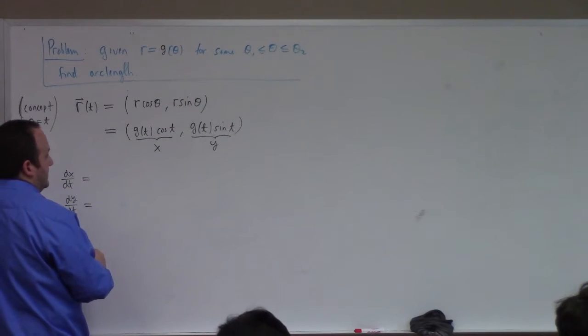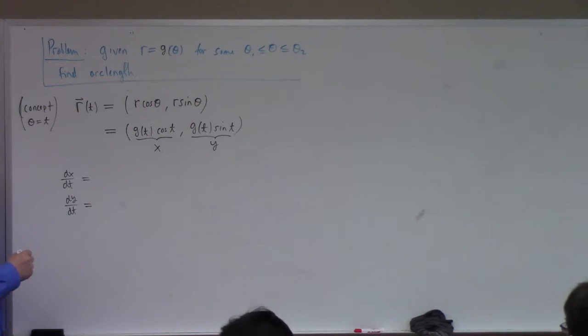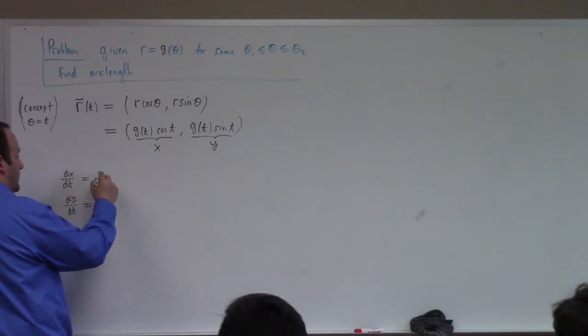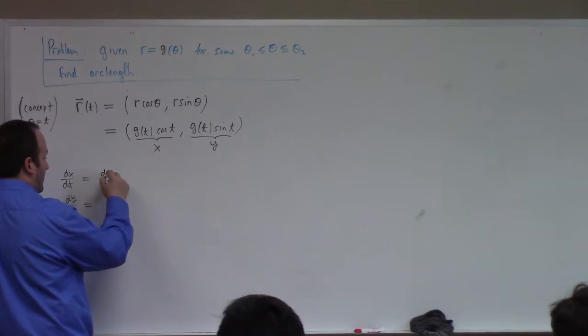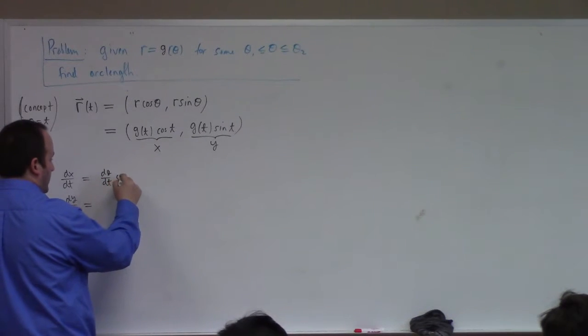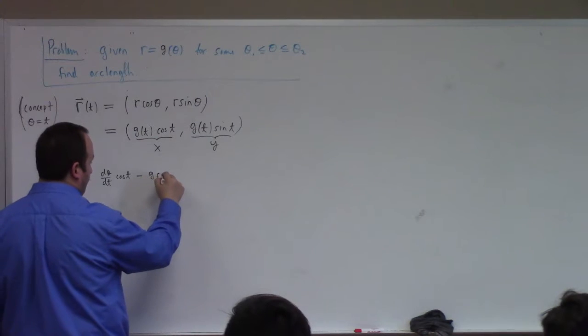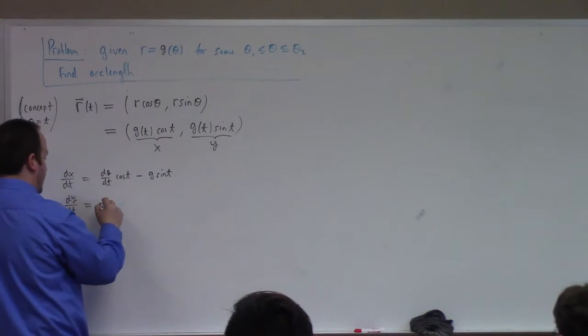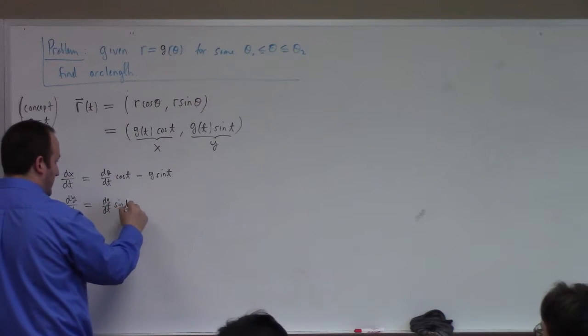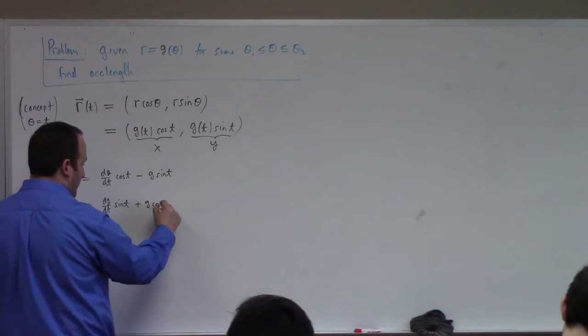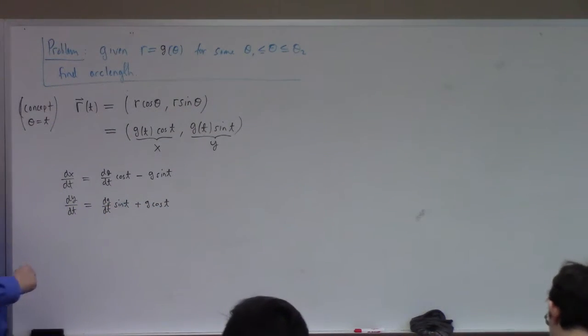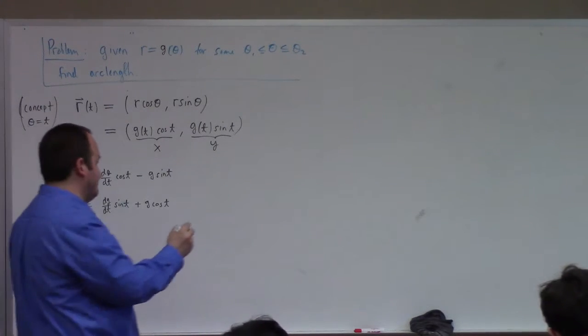Aw, man. We've got the product rule to deal with here, don't we? So this is g prime, or dg/dt, cos t, minus g sine t. And that one gives us dg/dt sine t plus g cos t. Square those, what do you get?